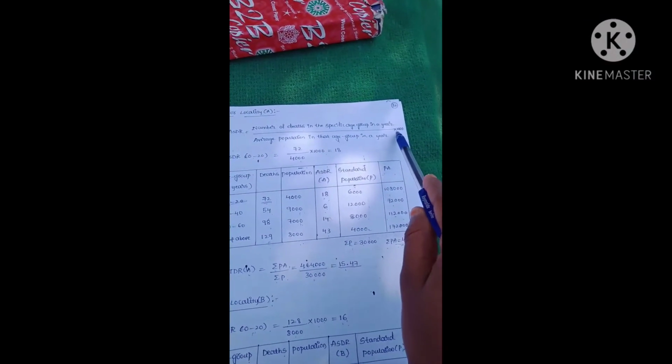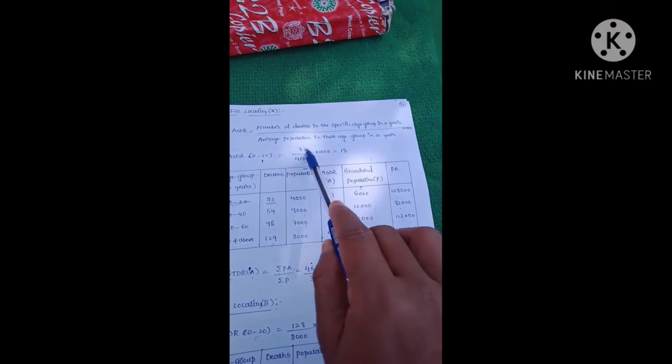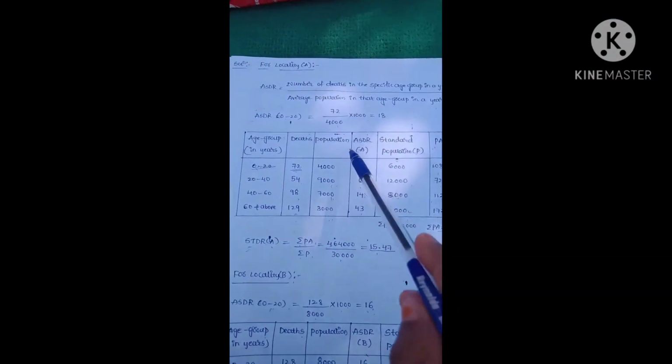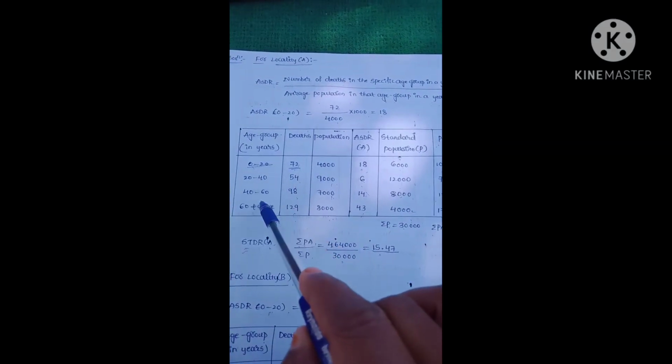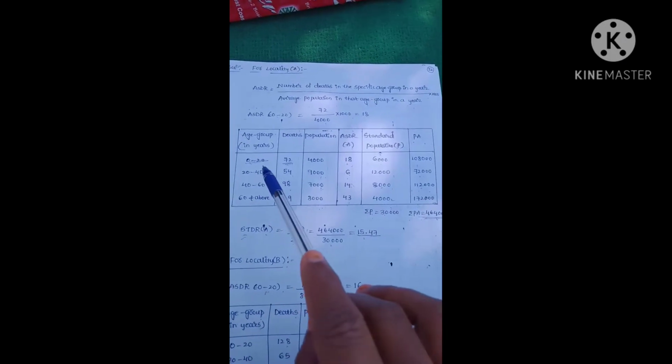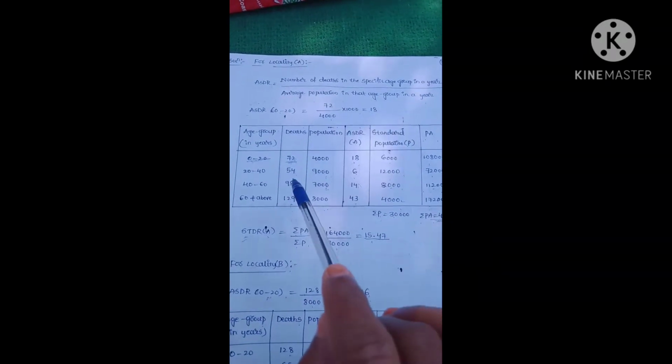1000 is already given in the question. 72 divided by 4000 into 1000, then we get the value of 18. Before the next step, how are the other three age groups calculated? Directly in the table. How do we calculate here? Create one table. This table we have to create.